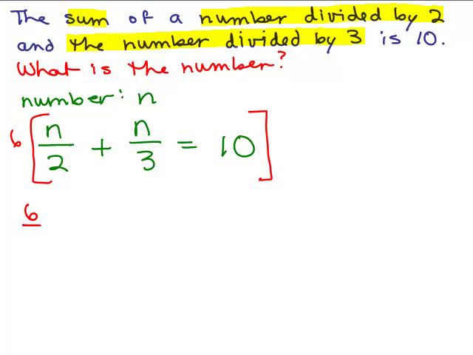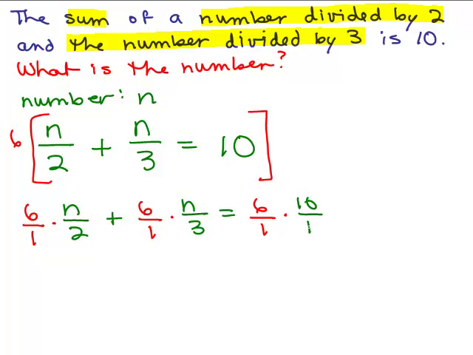So I'm going to have a 6 over 1, if you like to see it that way, times my n over 2, plus 6 over 1 times n over 3. And what I mean by everything is each term on both sides of the equation. And 6 over 1 times 10 over 1. Right? You do not have to write 6 over 1 or 10 over 1. You could just write the numbers as they are since they're whole numbers, but I'm doing it for people who like to see everything in terms of fractions, easier for them to see the numerator and denominator.